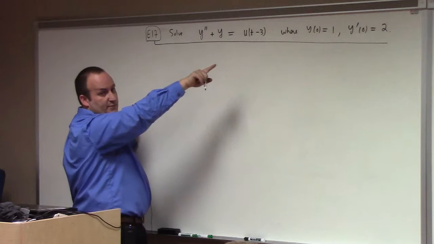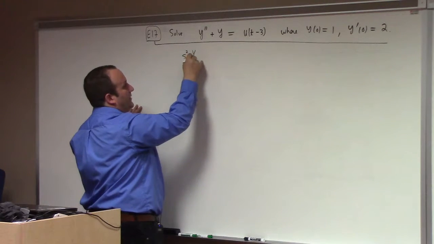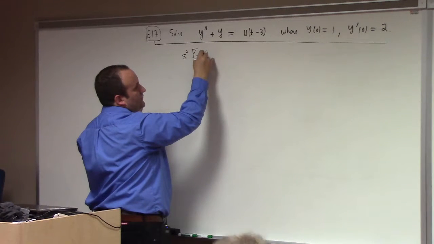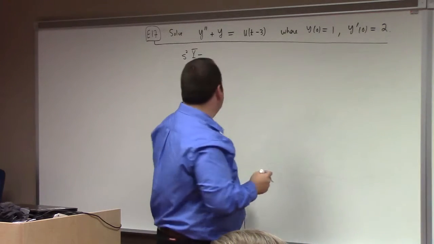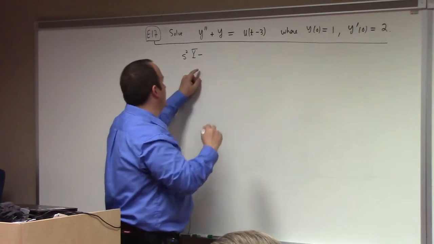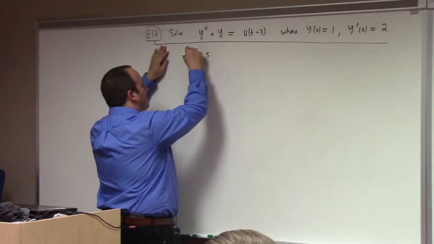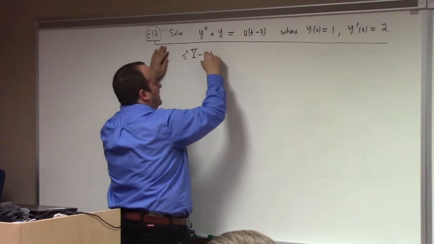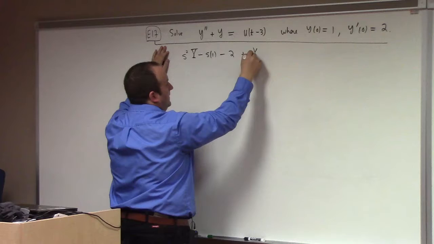Okay, so here we go. We take the Laplace transform of the problem. So that gives us s squared, big Y, minus, man, I can't remember. You guys tell me, what do I do next? Is it 2 or 1? S times what? S times 1? All right. Minus 2, and then plus big Y.